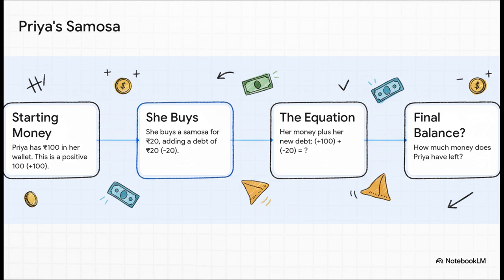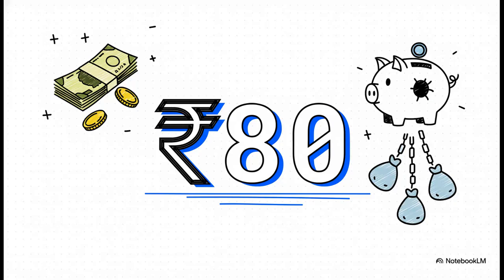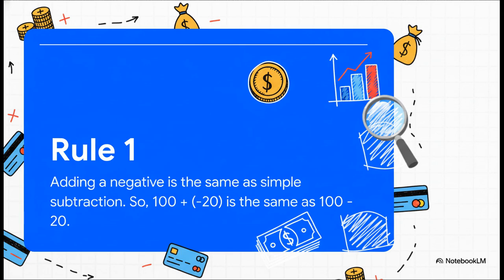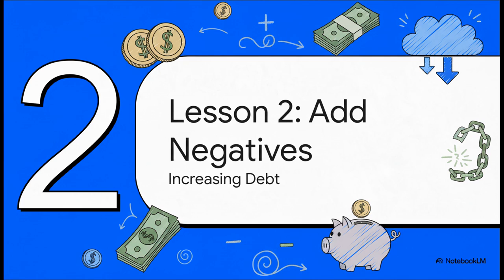Now before I show you the answer, what do you think it is? It's simple canteen maths. Of course, it's 80 rupees. She had 100, she spent 20, so she has 80 left. Very good. So, here's the really important part, our first big rule. Adding a negative number is just a fancy way of saying simple subtraction. That's it. Positive 100 plus negative 20 is exactly the same thing as 100 minus 20. See? Easy.